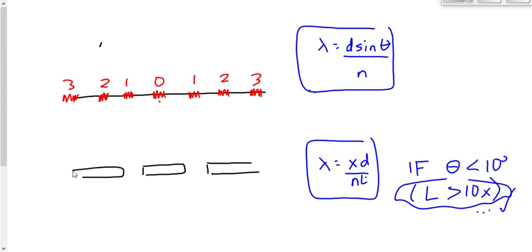If L is bigger than 10 times x, what is L? Where do I label L on this diagram here? Yep. Good. Distance between the screen and the openings. Good. What's little d going to be? Distance between what? Good. The distance between the openings. Excellent. What else to get? x. I guess we should label what x is if we're saying our criterion is if L is bigger than 10 times x. Christian, what's x?